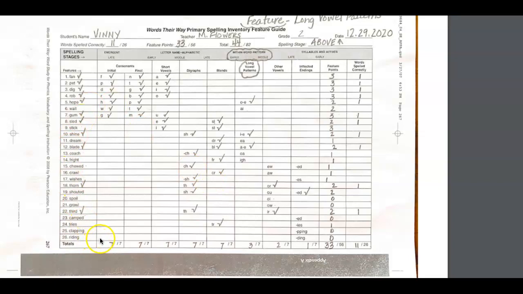This data clearly shows that he understands initial and final consonants, as he got them all correct. Short vowels and digraphs were all correct. Blends were also correct. However, when Vinny gets to long vowel patterns, there were several that he did not know. The ones that he knew were the OE, IE, and AE. So I know I'm going to start with long vowel patterns.